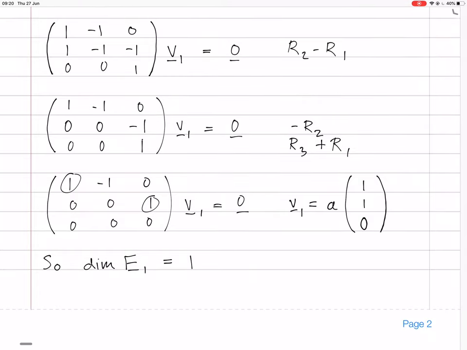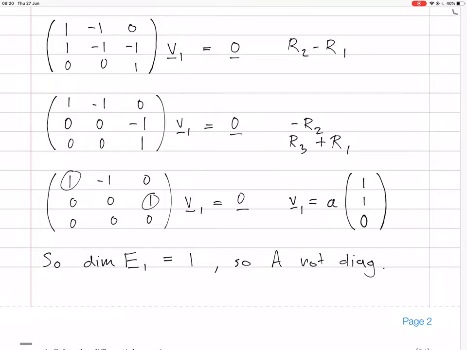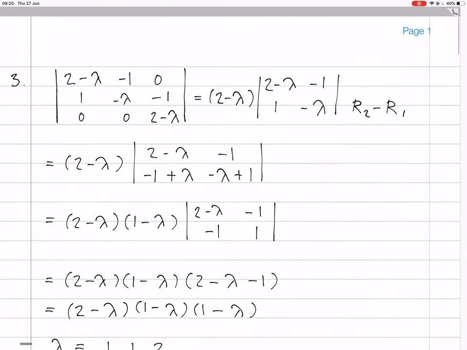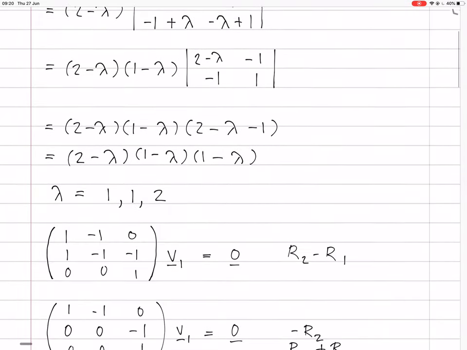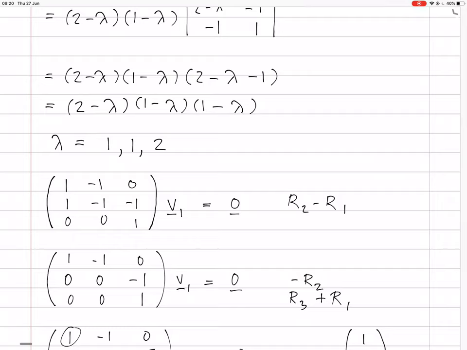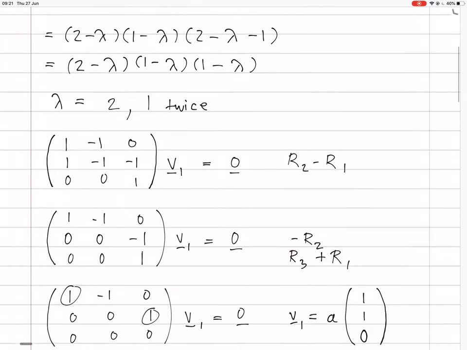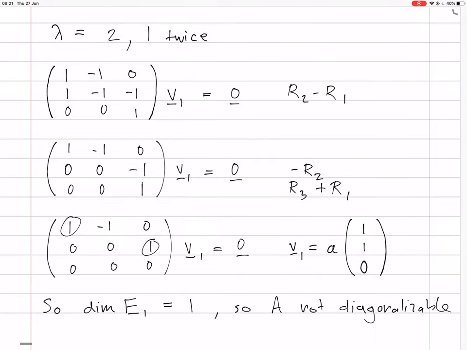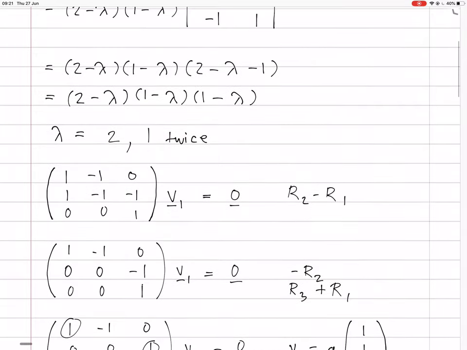So it's not diagonalizable. Just making sure it all logically flows. Okay, so let's rather write this as the eigenvalues are 2 and 1 twice. So there's the contradiction: you have 1 twice, but then the dimension of the eigenspace is only 1, that means A is not diagonalizable. Okay. So that's it.